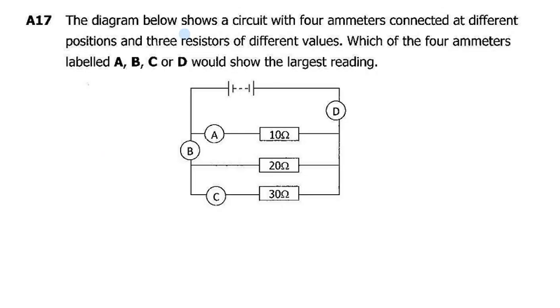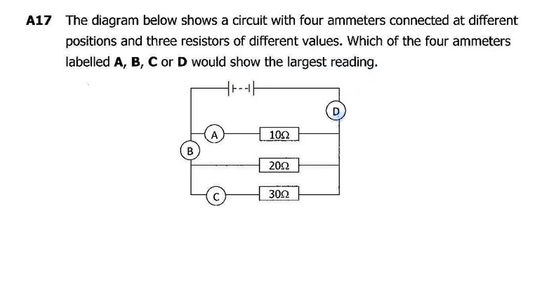Then we come to this. The diagram below shows a circuit with 4 ammeters connected at different positions and 3 resistors of different values. Which of the 4 ammeters labeled A, B, C, or D would show the largest reading?